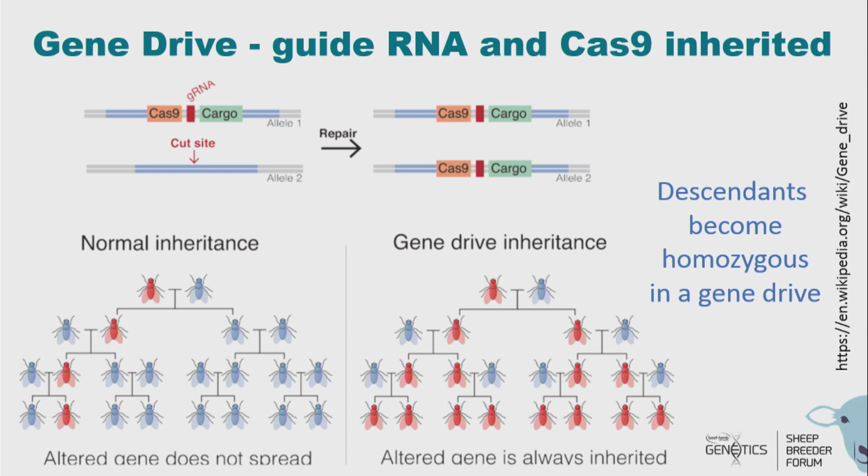And this is being used in flies, for instance, and in mosquitoes to try and get rid of mosquitoes. You can have a modification that will make mosquitoes only have male offspring, and their offspring will only have male offspring, and it can completely drive through and reduce the size of the population quite quickly.